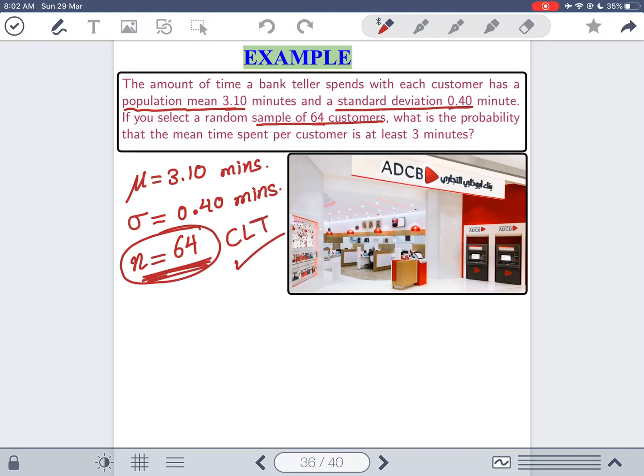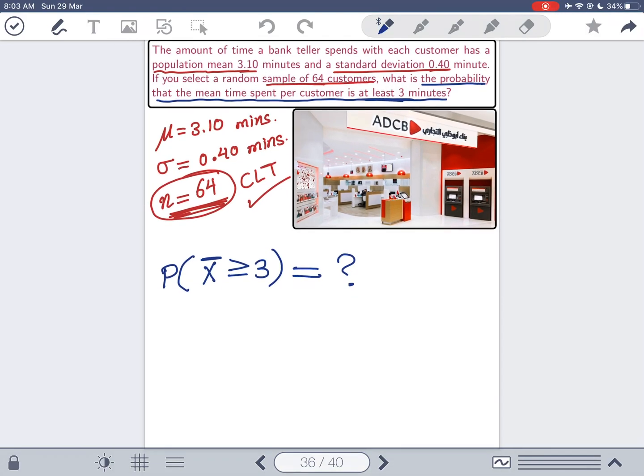And the question is, what is the probability that the mean time spent per customer is at least 3 minutes? So what's the probability that the mean time, that's x bar, the average time x bar, is at least 3 minutes? So more than or equal to 3 minutes. That's the question. Before we solve it, we need to know the mean of the sample means. So mu x bar is the same as mu. This is 3.10.